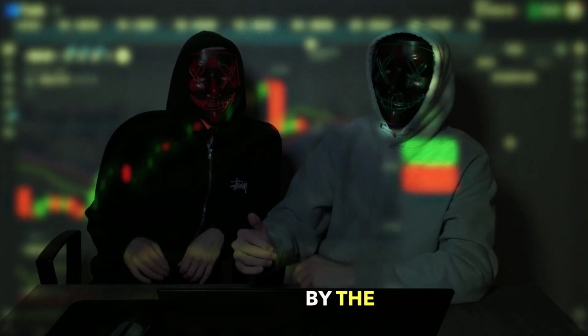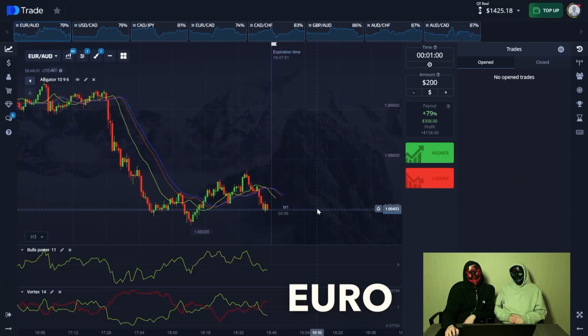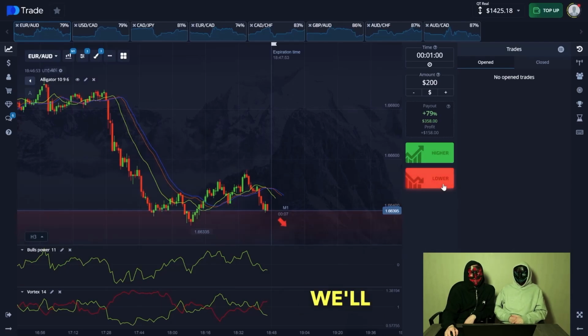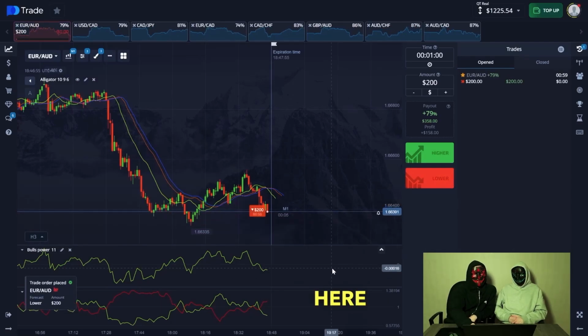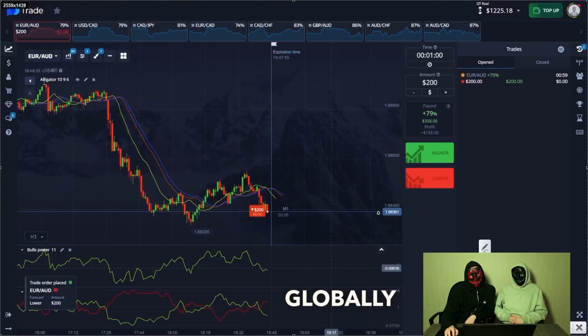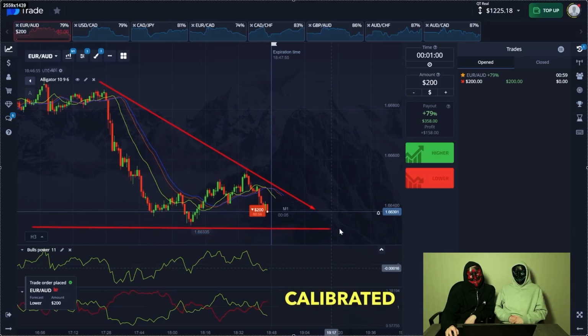It'll be launched by the red currency pair, the euro, the Australian dollar, and we'll open according to the trend, friends. Here the situation is declining, it's globally heading down. We're opening downwards, friends, meaning we have a strong downtrend calibrated. You can also see this by the vortex, by the bull saw.